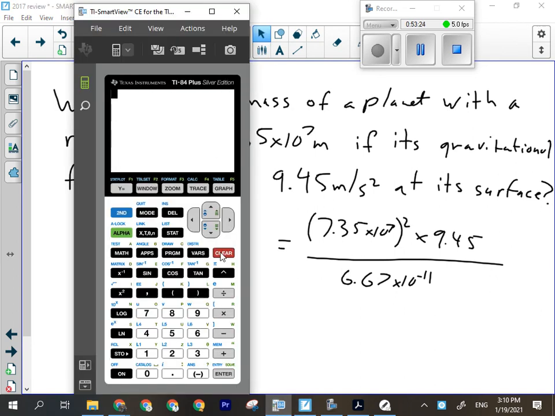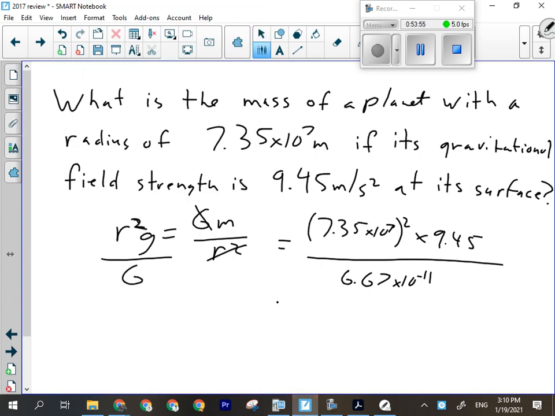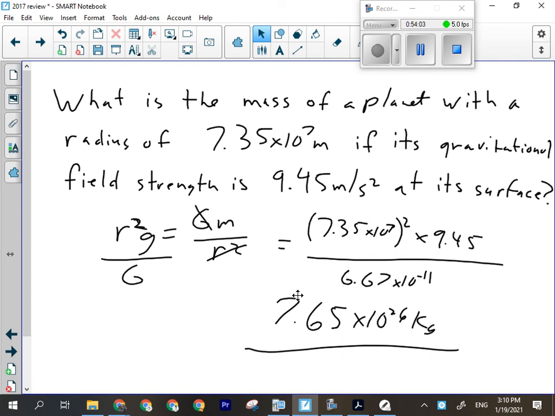Okay, so 7.35 E7 squared times 9.45, divided by 6.67 E negative 11. So we're looking at something a little bit heavier than Earth, 7.7. We have three significant figures, don't we? 7.65 times 10 to the 26 kilograms. Okay, everybody good with that?